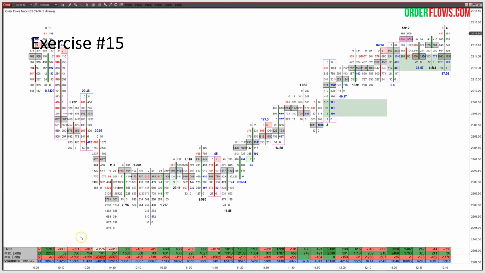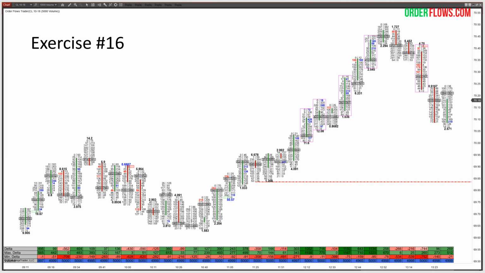Now again, in the previous lesson, lesson number 4, I went over a bunch of different order flow trade setups. But again, I don't expect you to memorize all of them or use all of them. Find the ones that are easy for you to understand and see in the delta. Hopefully by now you should be seeing certain patterns appearing over and over that it's going to help you in your trading. So exercise number 16.